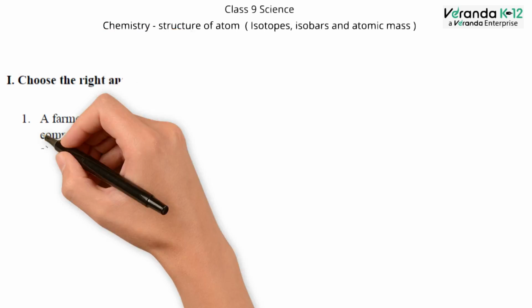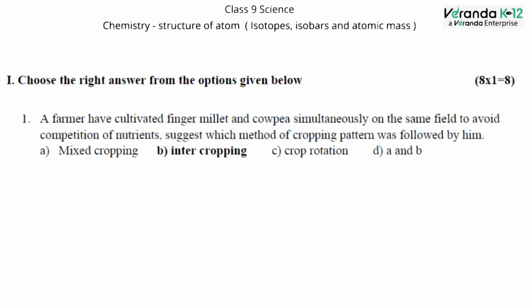Question number 1: A farmer has cultivated finger millet and cowpea simultaneously on the same field to avoid competition of nutrients. Suggest which cropping pattern was followed by him. The options are A, mixed cropping; B, intercropping; C, crop rotation; and D, both A and B. The correct answer is intercropping, because intercropping can reduce the competition for nutrients in the soil, right? So that's why option B is the correct answer.